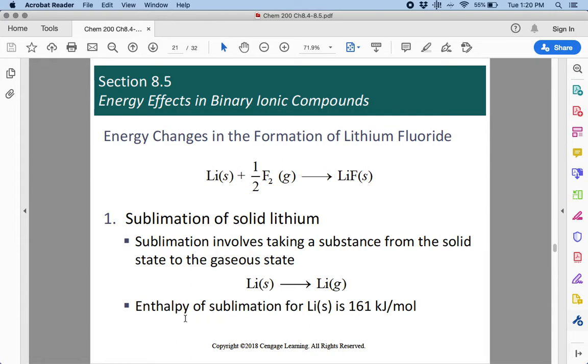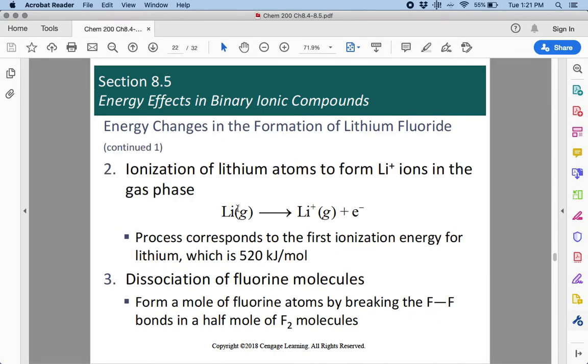And you wouldn't need to know this off the top of your head. I'm just going to tell you that the enthalpy to do that is 161 kilojoules per mole. Then we need to go from lithium gas to lithium the cation, and there's an energy associated with that as well. These would be all energies that would be provided to you, or you would be solving for one of them with more information. In this case, we're telling you it's 520 kilojoules per mole.